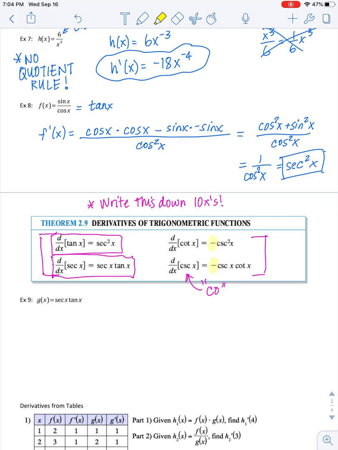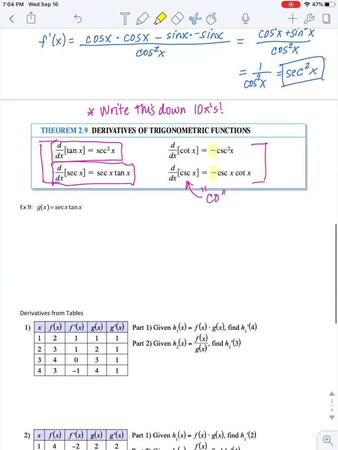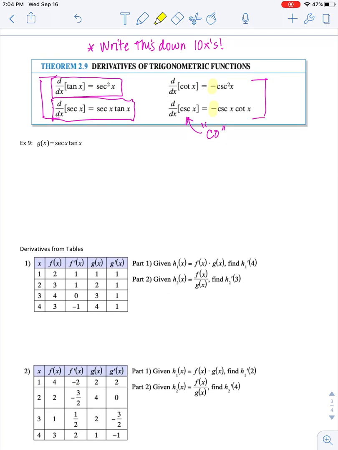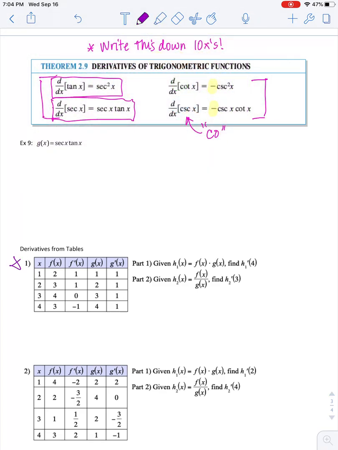Example 9, I'll have you try on your own. And then I just want to try a little bit of work here with a numerical setup for taking these derivatives. So our work mainly today is about the product and the quotient rule. Okay, so I want to look down here at this example 1, and I want to do number 1 with you and see then if you guys can do some others.